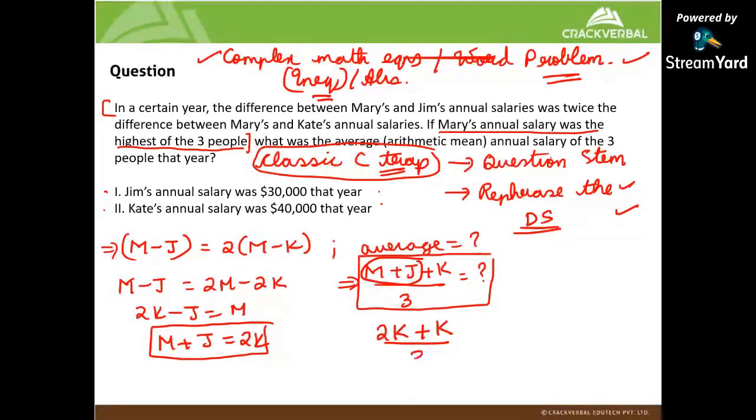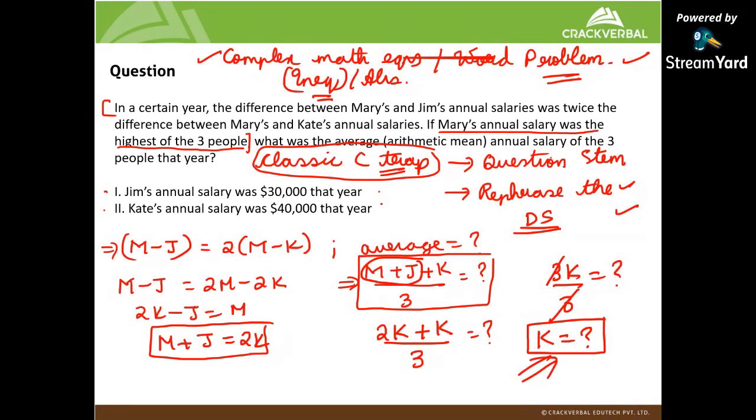So 2k plus k divided by 3 is what? 2k plus k is 3k. So 3k by 3 is what? I can knock off the 3 on both sides. So the question is asking me what is the value of k. So you see what I've done? I've simplified that complex mathematical equation into a much simpler data sufficiency question.